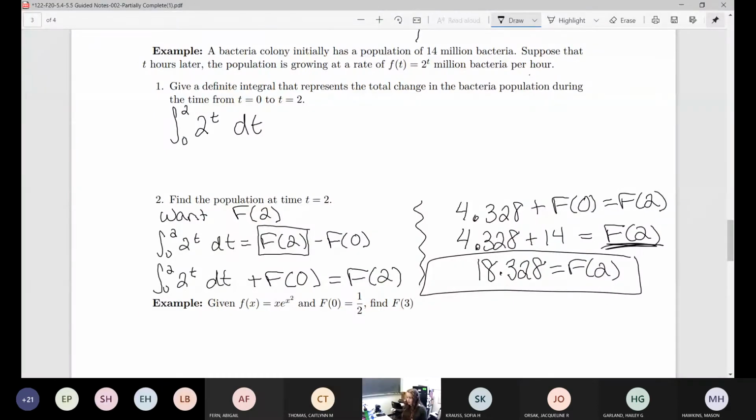So anyway, I typed it in incorrectly when I solved it the other day, so that should be 4.382 instead of whatever I had the other day. So the final answer turns out to be 18.382.